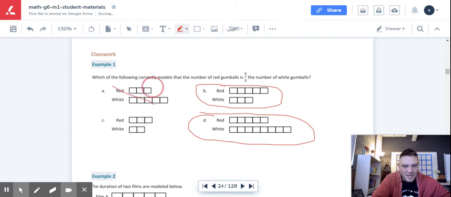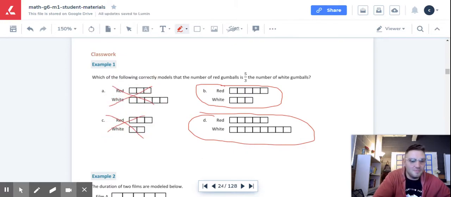It cannot be A because red does not have 5, and it cannot be C because red does not have 5. So it's either B or D. Now, if we look right here, it says that white has 3. So 1, 2, 3, 4. Nope, it is not D. So the correct answer must be B. So we're just looking at ratios as if they were fractions, okay?